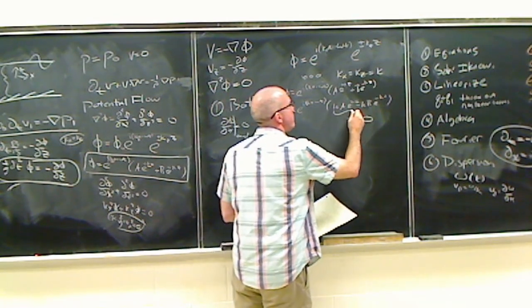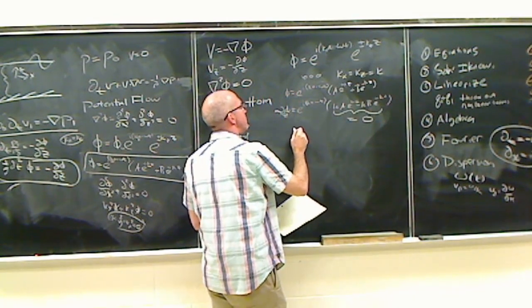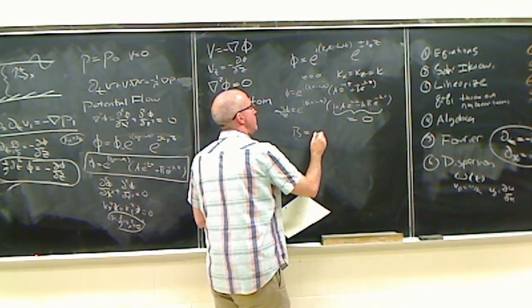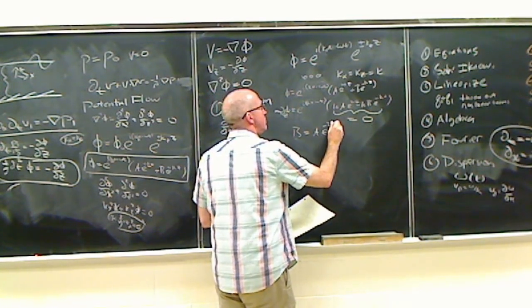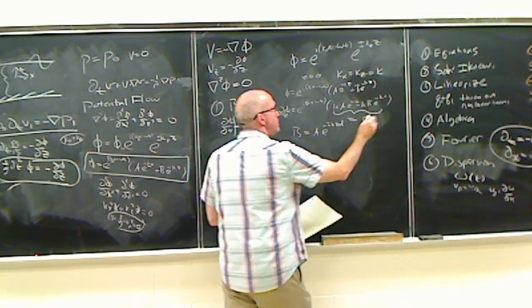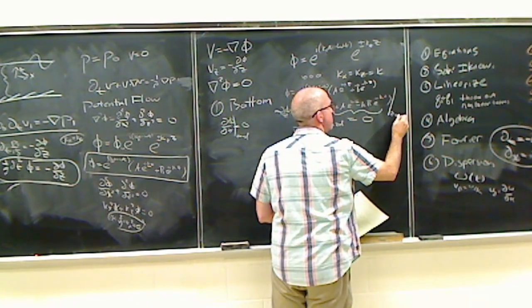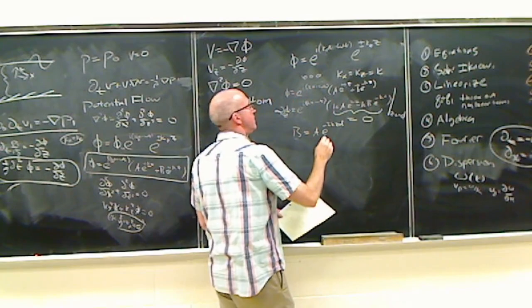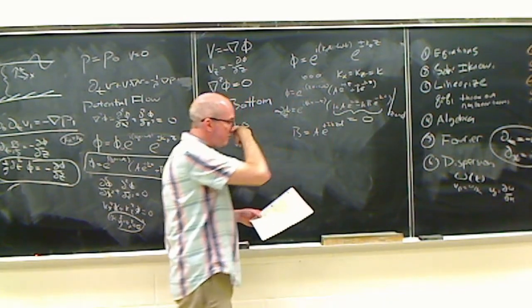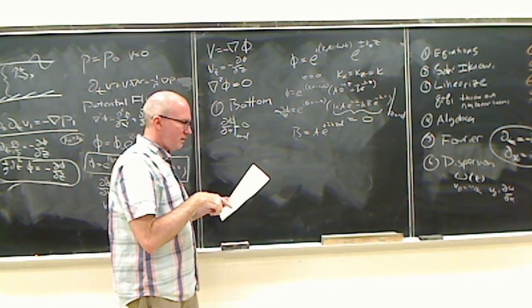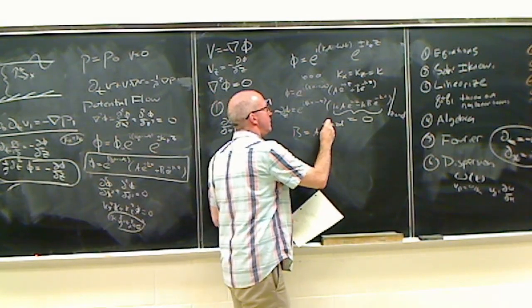So I can say that this part has to be 0, so that b equals a e to the minus 2k z d. Oh, this is evaluated at z equals minus d. And that gets a plus. Right. No, e equals minus.